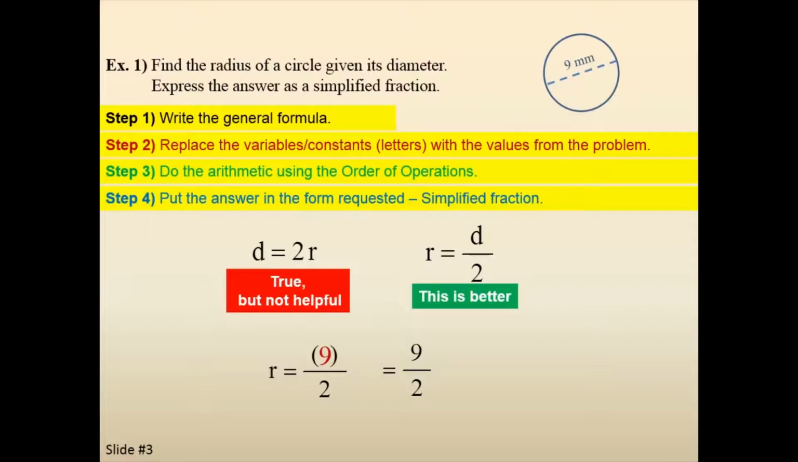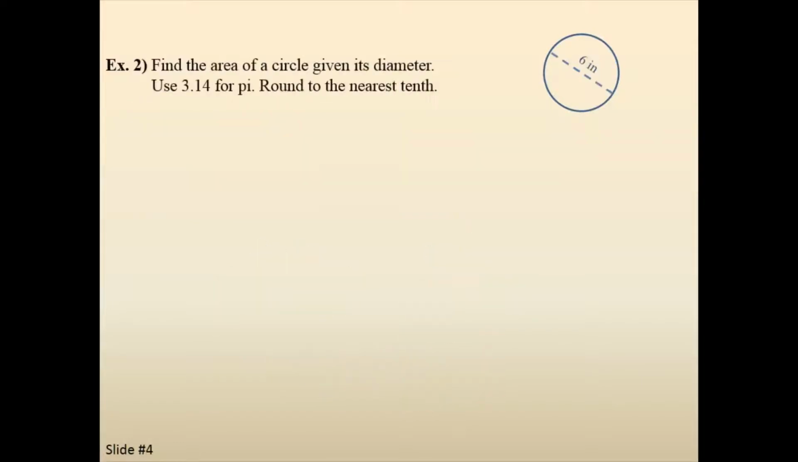Put the answer in the form requested. Since they wanted just a simplified fraction, we don't have to do anything else other than attach the units to it. It's not an area and not a volume, so it's just as is, millimeters. If they'd asked for a decimal, then we'd have to divide. If they'd asked for a mixed number, then we'd have to convert. But here it just says simplified fraction. So the answer is 9 over 2 millimeters.